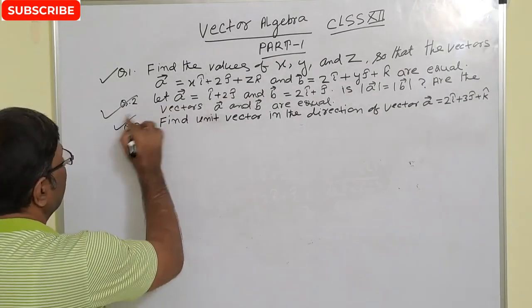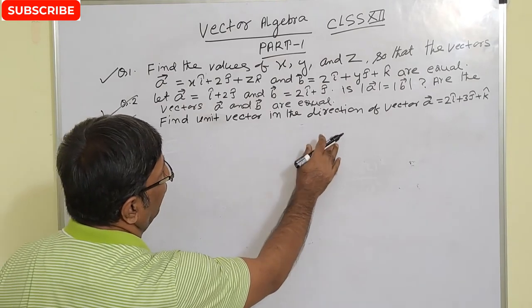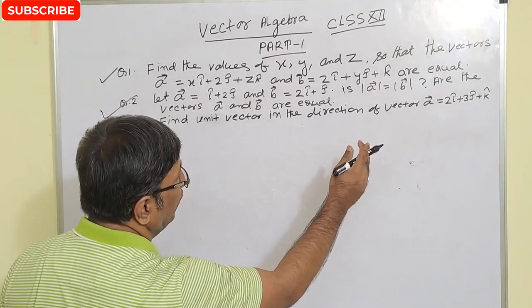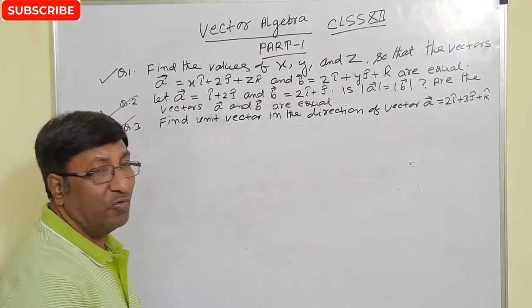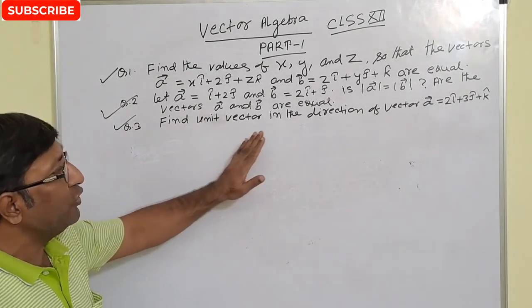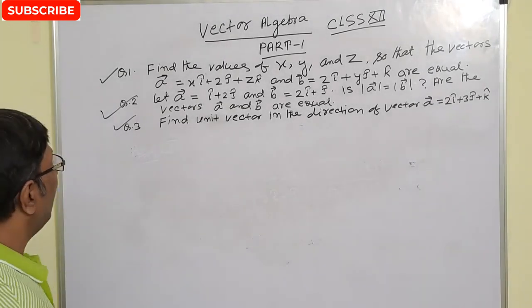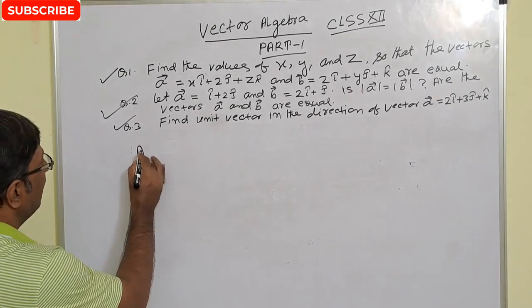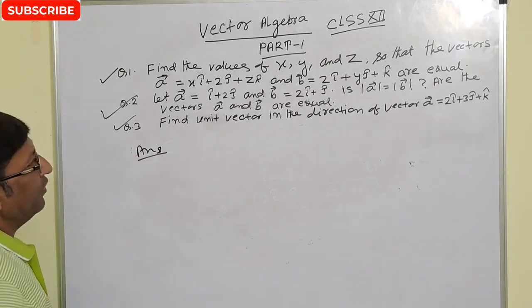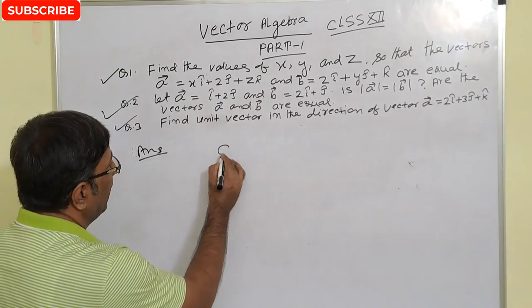Now the third question is what? Find unit vector in the direction of vector A, 2 unit vector i, 3 unit vector j and unit vector k. So here we have to find unit vector in the direction of any given vector. So how can we solve this question? See, in this question, what are we told? Find the unit vector.